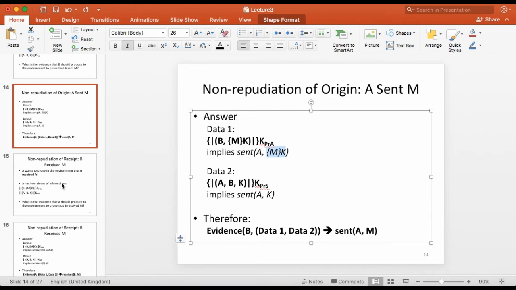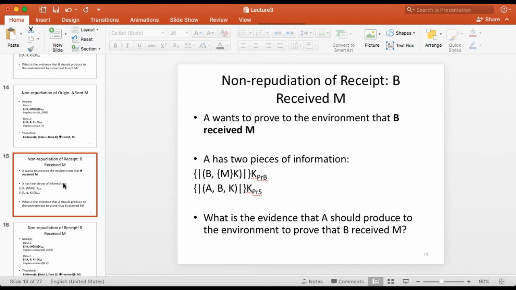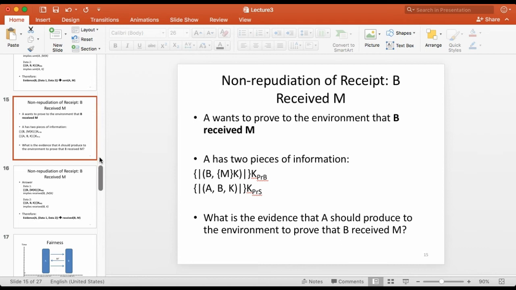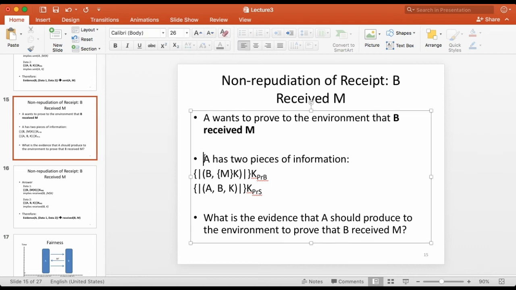So that's the first property, what we call non-repudiation of origin, and that is a property that helps B's cause. Okay. Now there is the opposite kind of property, which is called non-repudiation of receipt, and as we said, in this case, we would like to prove that the other party, in this case B, indeed did receive the message M. So what do we do in order for A to prove that? Well, A also has a couple of pieces of data.